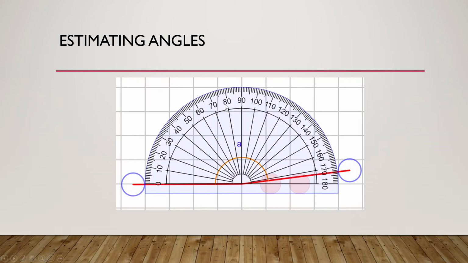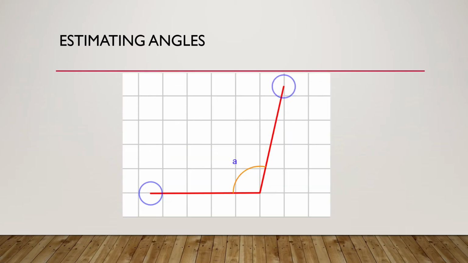Okay, looking at this one, now I've got the protractor on it. It's pretty close, right? How much is this? Well, over here there's 170, and then underneath 1, 2, 3, so 173, 174, about? Yeah, pretty good.